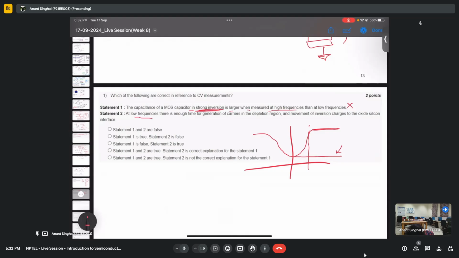At low frequency there is enough time. Yeah, so this is what we already covered. So one is false and second is true. Is there any option like that? Yeah, option B is the correct answer. So let's move ahead quickly now. I hope you all are able to understand this.